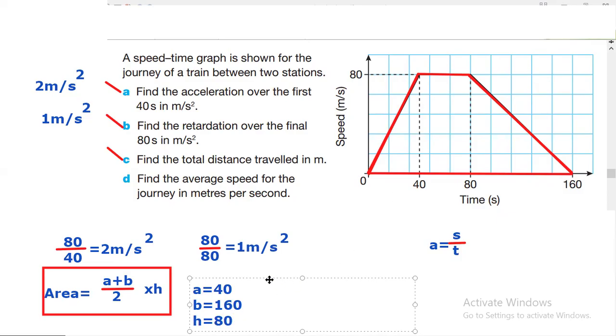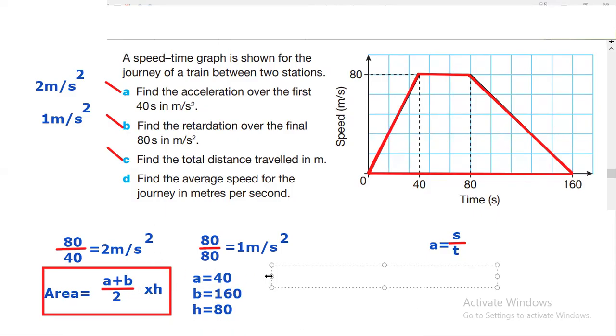Now I have the numbers that I need to substitute inside the formula. So (A plus B), 40 plus 160, divided by 2, and then multiplied by height, which is 80. And I'll get the answer for the area under the graph. Basically, 40 plus 160 is 200. 200 divided by 2 is 100. 100 times 80 is 8,000.